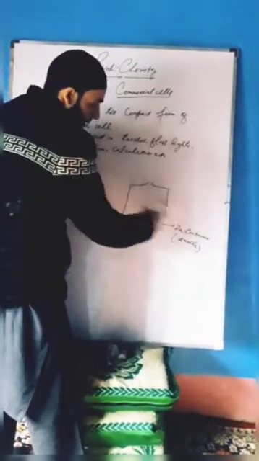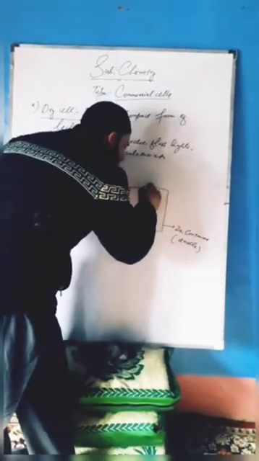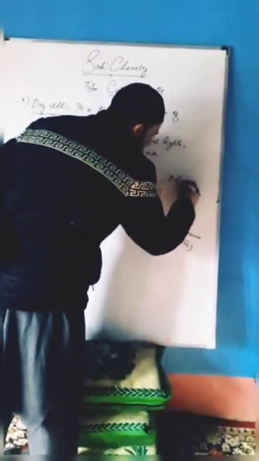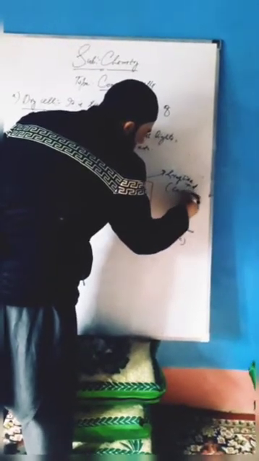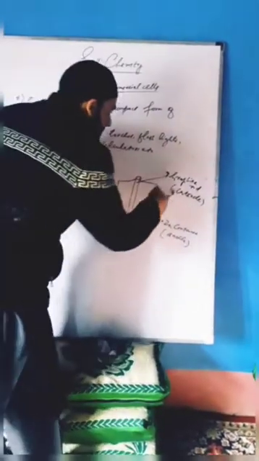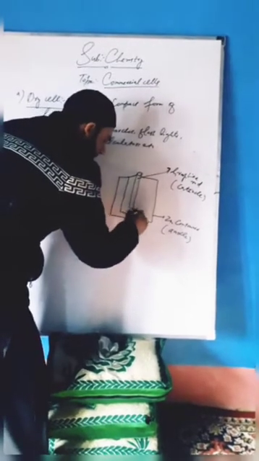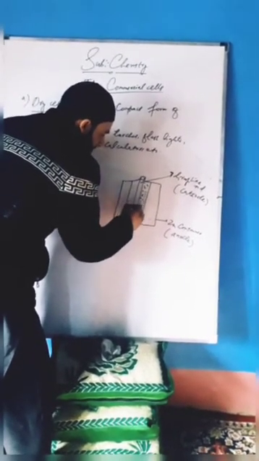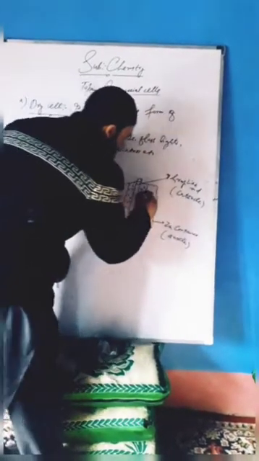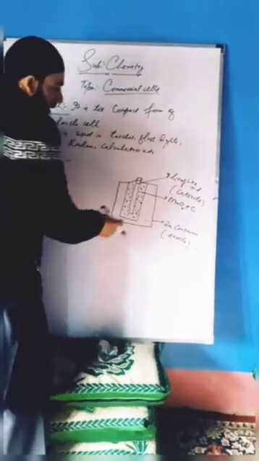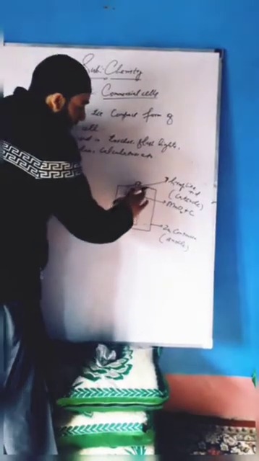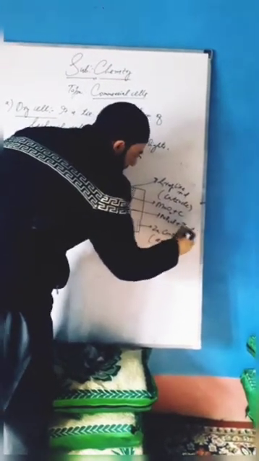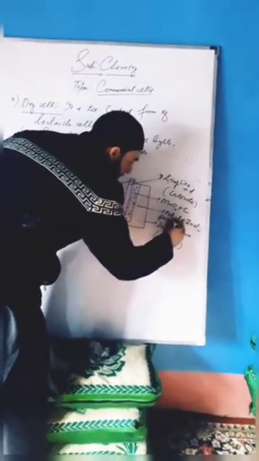In the dry cell we have a zinc container acting as anode, and in the middle we have a graphite rod acting as cathode. This graphite rod is surrounded by powdered MnO2 along with carbon. In between the anode and cathode, we have a white paste of ammonium chloride plus a little bit of zinc chloride acting as electrolyte.